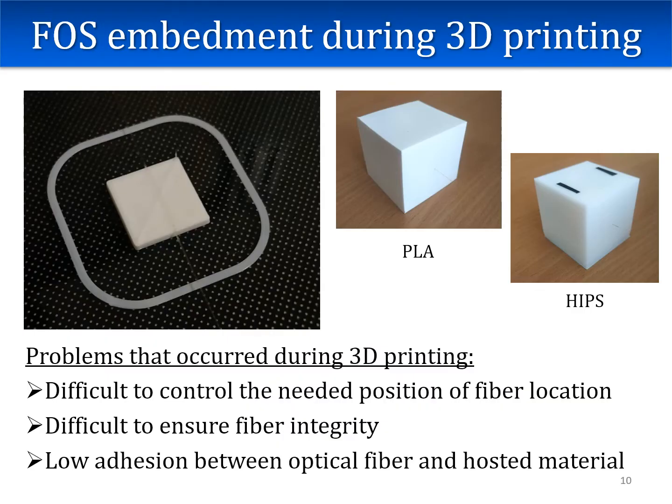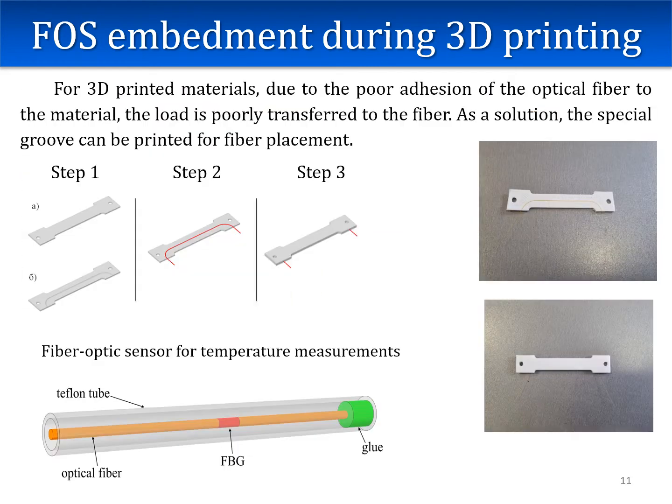The 3D printer was used to create our samples with embedded optical fiber. It should be taken into account that during sample manufacturing difficulties occur, among them the low adhesion between optical fiber and hosted material. Also, it should be noted that this can lead to measurement errors.